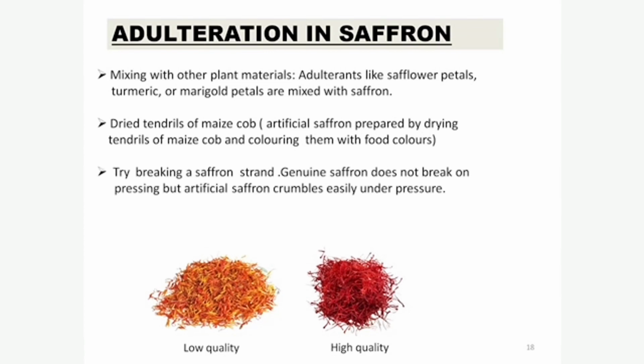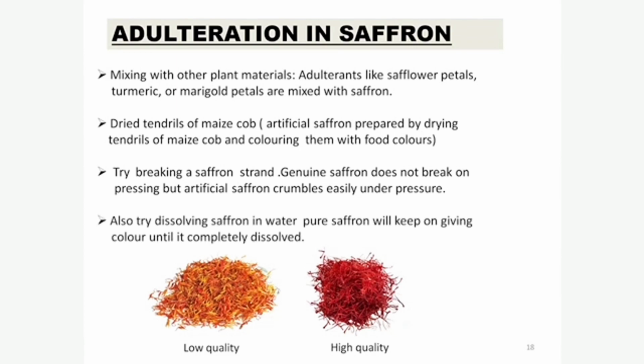We add color, and then mix it with the saffron. Sometimes we check by trying to break a saffron strand. Sometimes it will not break, because artificial saffron is crumbly and gives way easily under pressure. And we also try dissolving saffron in water. Pure saffron keeps on giving color until it completely dissolves, but fake saffron will not do that.